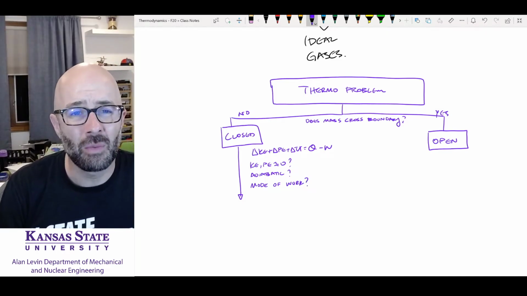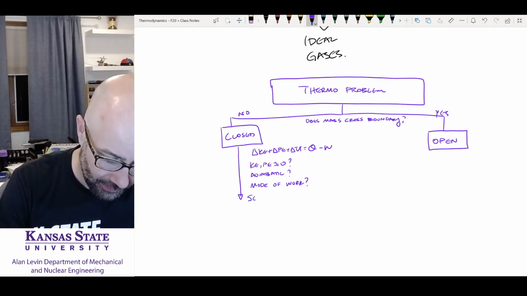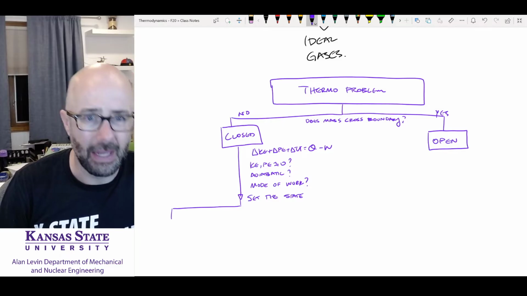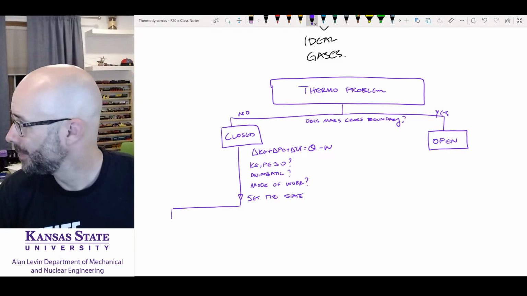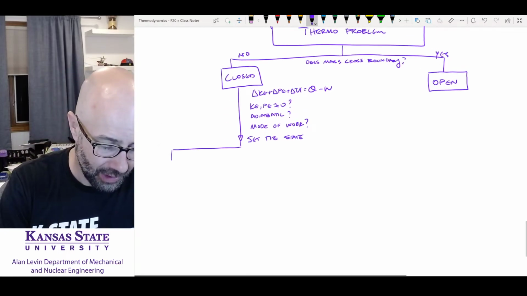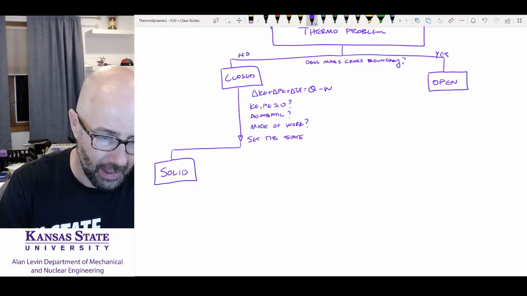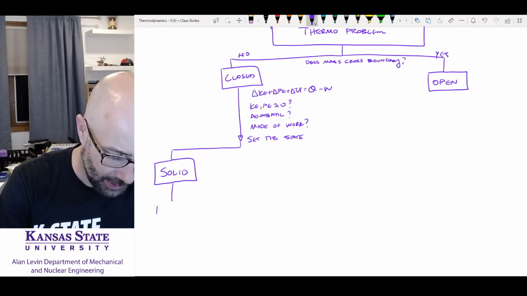Okay, and then what we're going to want to do is try to set the state. Here's what we're going to do to set the state. This is the main purpose of this, to set the state. To set the state, the first thing we're going to look at is, is it a solid? Okay, if it's a solid, the only thing we can do to set the state is the incompressible substance model.